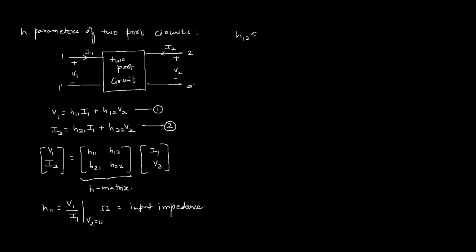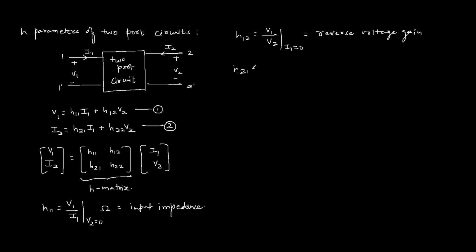H12 is V1 over V2 when I1 is 0. It is the ratio of voltages, so it is a unitless quantity, and since it is the ratio of voltage at input port to output port, it is called reverse voltage gain. Because voltage is transferring from output port to input port. That's why it is reverse voltage gain.